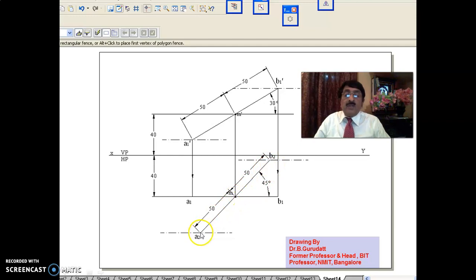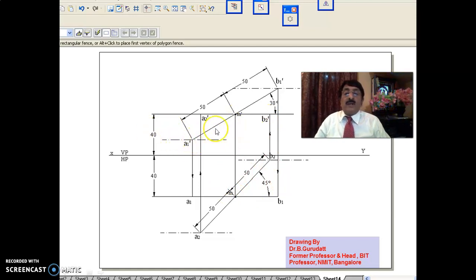MB2, MA2 in that way written. When it is true length, the corresponding other view should be parallel to the XY line. You draw immediately the corresponding other view parallel to the XY line. A2 dash, B2 dash you write. Okay. Now once you draw this, the skeletal part of the work is over. See here, now I am telling you.